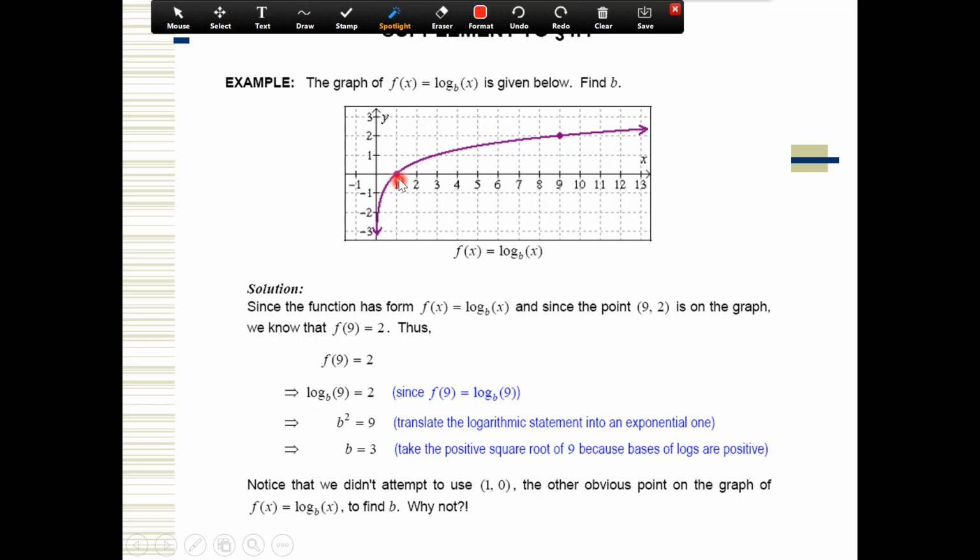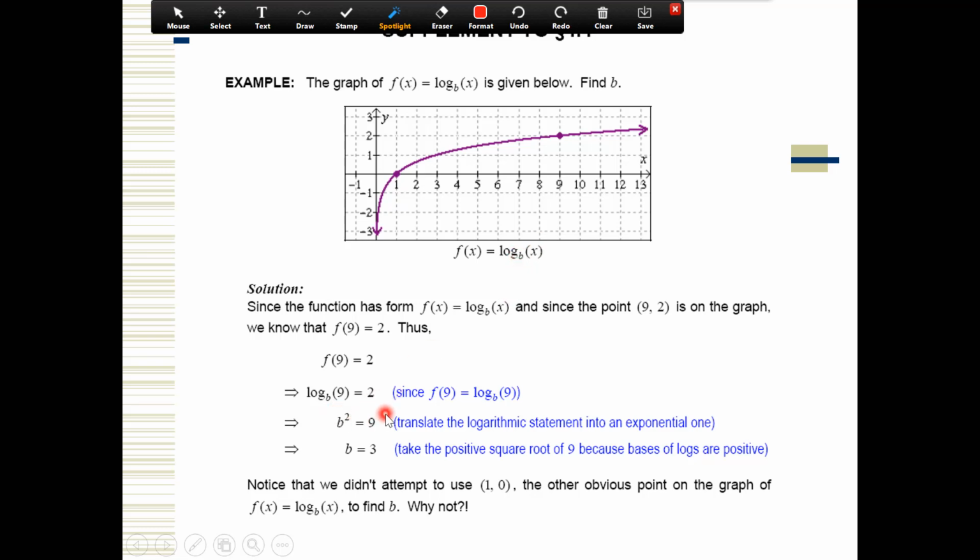Notice there's a couple nice points. We have the point 1, 0, and we have the point 9, 2. 1, 0 in terms of logs is not going to get you very much, but this 9, 2 might help you out. We're plugging a 9 in, which means the x here and here would be a 9, and the answer is 2, which means this is 2. That's actually enough to get you what you need to find out the base on this log.